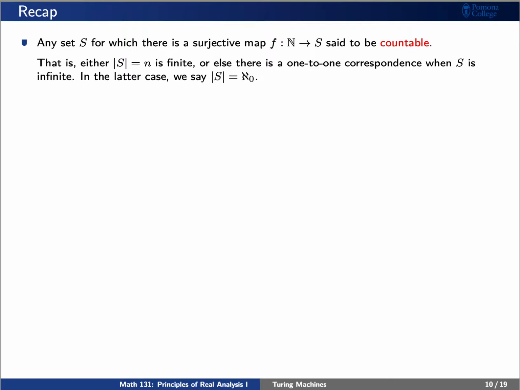In fact, if S were an infinite countable set, then this means that we would have a one-to-one correspondence between the natural numbers and the set S. In this case, we'll say that the cardinality of S is Aleph naught. One proves that both the integers and the rational numbers are countable. This means that the cardinality of the natural numbers, or the integers, or the rational numbers, are all equal to Aleph naught.